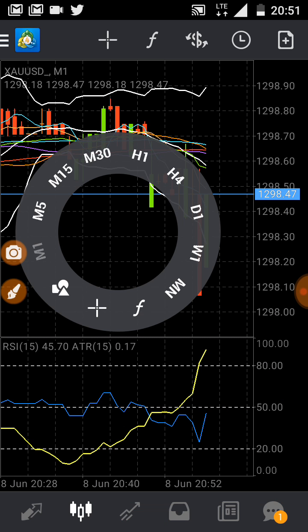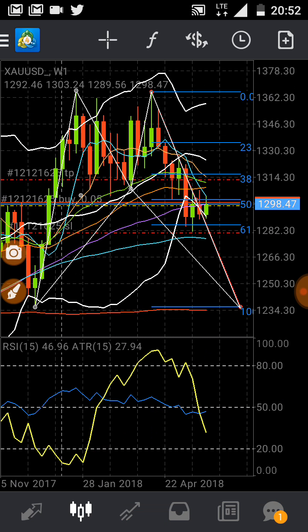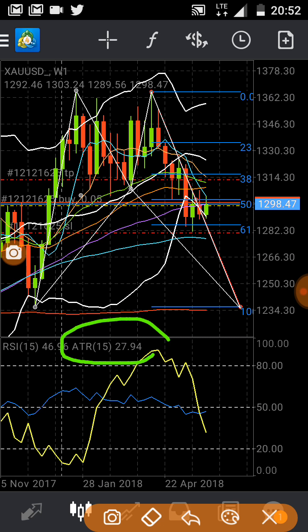Now, let's see average true range over a long period of time. Let's go with a weekly chart. Average true range on a weekly chart. How are we going to know the average movement in price on the markets? How are we going to know that? We're going to go here, at the bottom window, ATR.